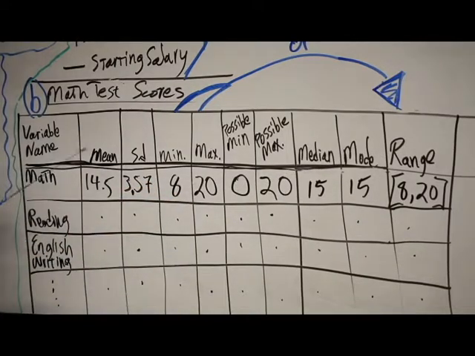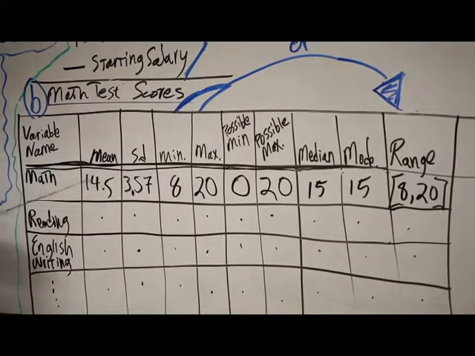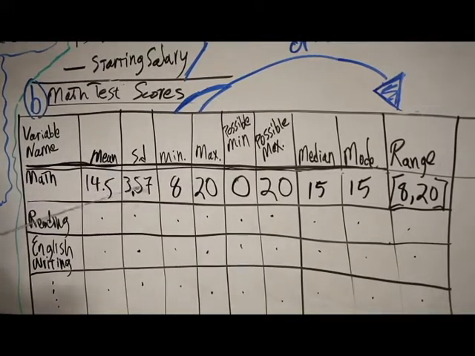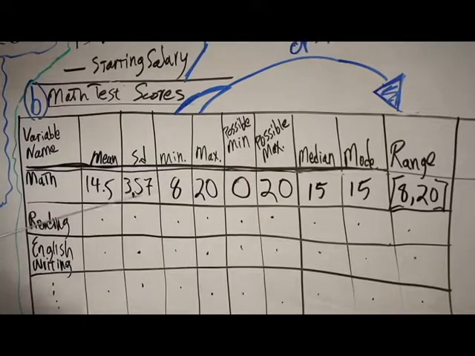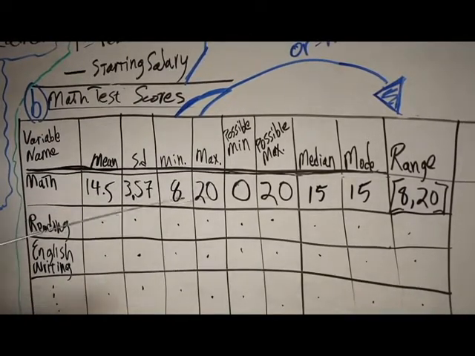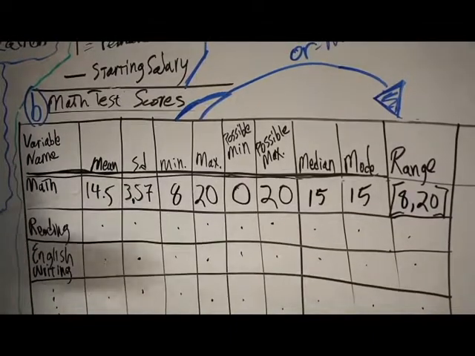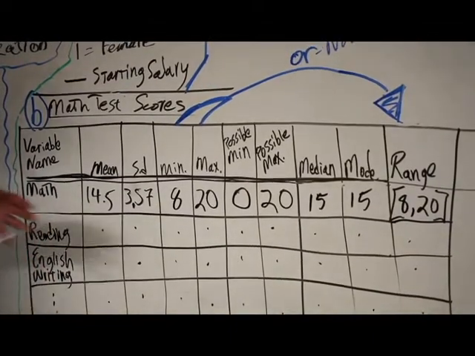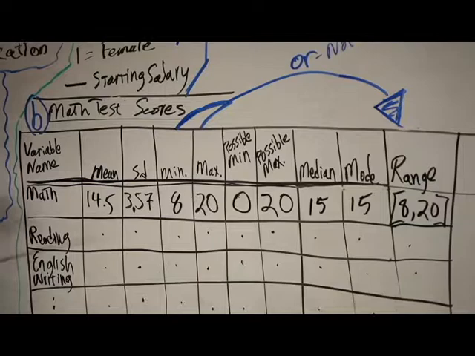Now, you just put those numbers in. I calculated the mean of that data set I showed you right at the beginning to be 14.5. The standard deviation is 3.57. The minimum data that's actually appearing in the data set is 8. The max is 20. Somebody got a perfect score. At least one person got a perfect score. We know since we peeked at the data earlier that there's only 120.